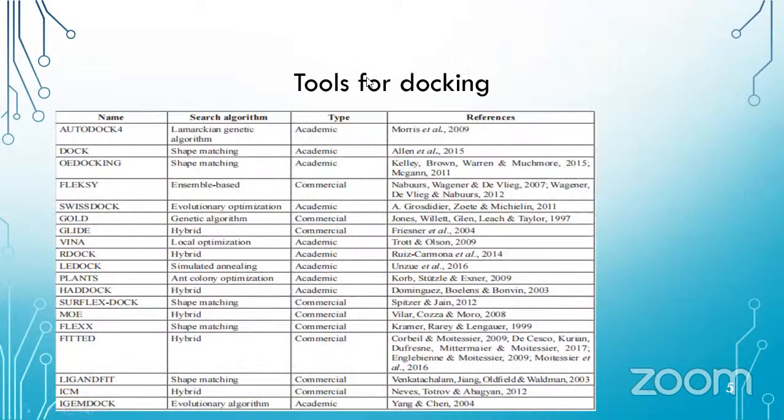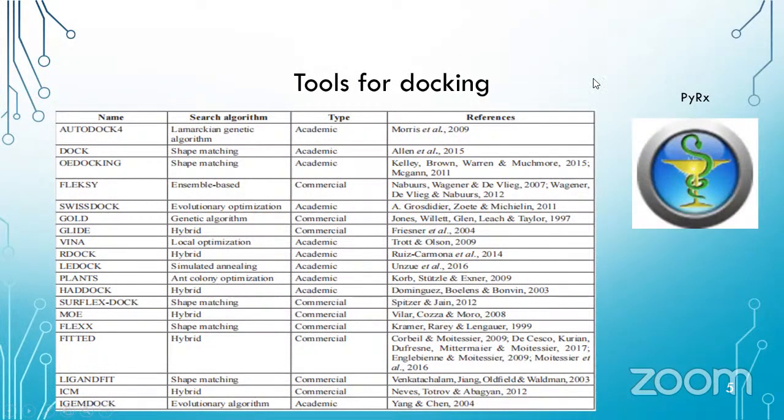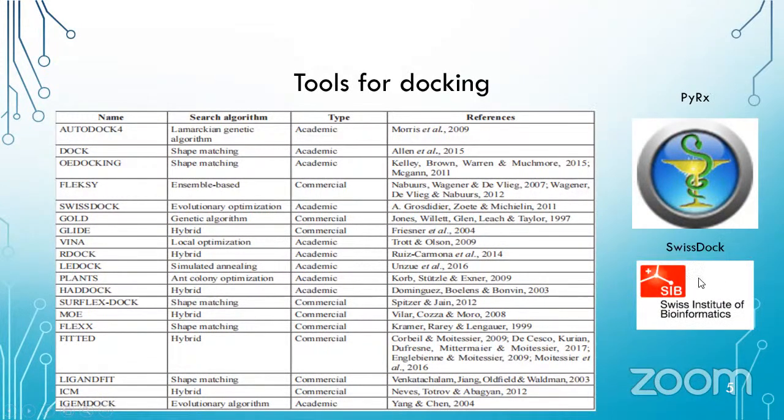These are some of the tools used for docking and their algorithms. The one I am going to be looking at today is called PyRx. It's a very user-friendly tool, especially for high throughput screening. You can also use SwissDock because it will not occupy your computer's memory. If your system is slower and if you have fewer ligands, you can use SwissDock. It's an online server. Both of these operate using AutoDock Vina.